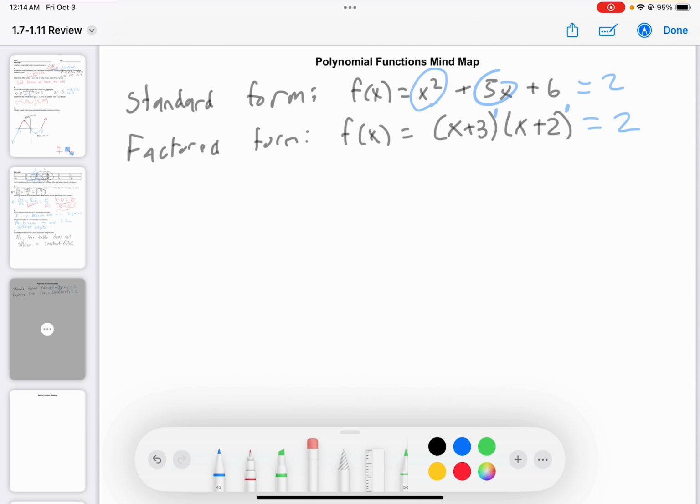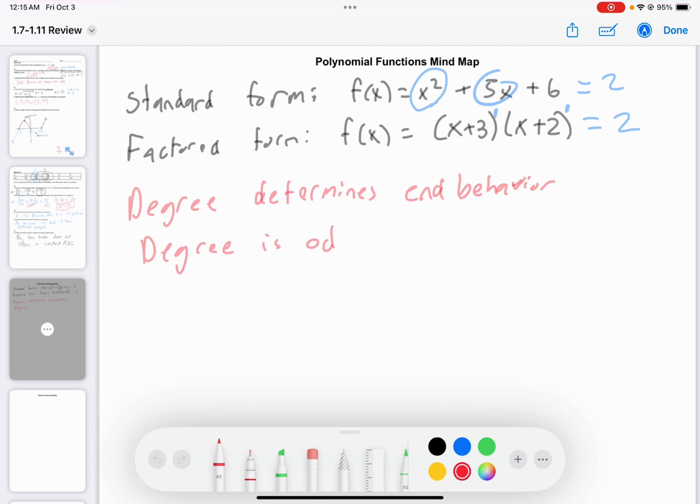Okay, so what do those degrees mean? Well, the degree determines the end behavior. Okay, the degree determines the end behavior of a polynomial function. So if the degree is odd, the end behavior, I'm just going to write EB, is linear in appearance, right? The end behavior is linear. So if it's a positive leading coefficient, it's going to slope up. If it's a negative leading coefficient, it's going to slope down.